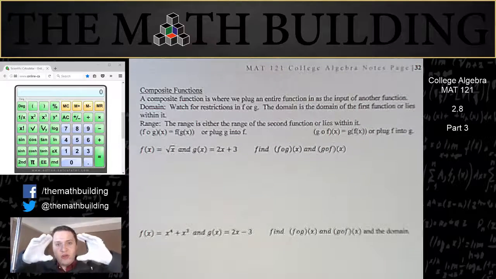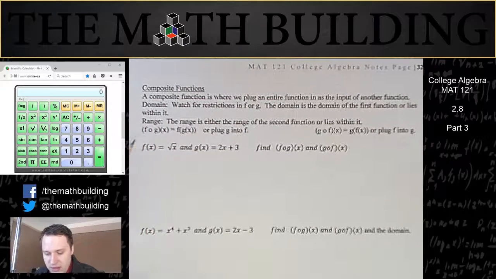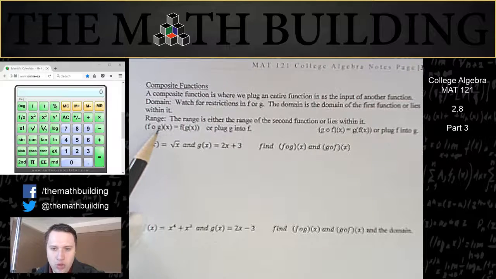So you have your function f of x, and we're going to take an entire function to plug into that. Here's the symbol for it. It's f circle g. Don't confuse this with the multiplication sign. It's an O. I don't really like the notation f circle g. That to me is confusing.